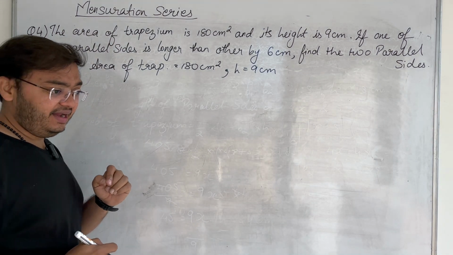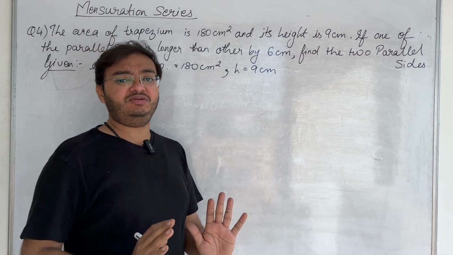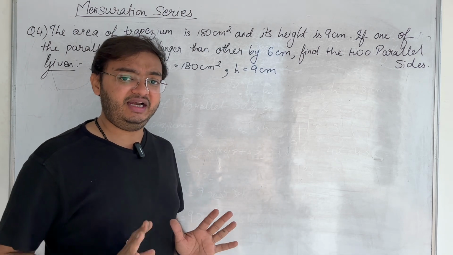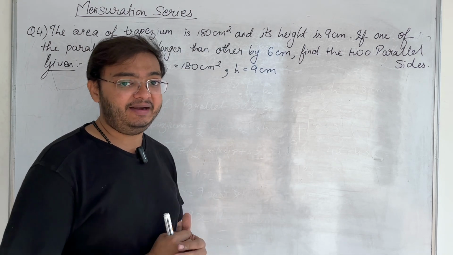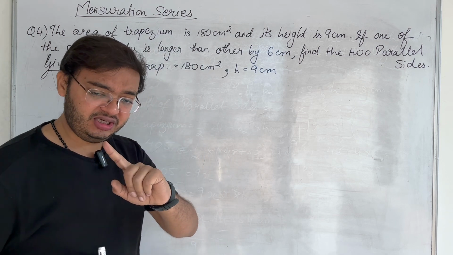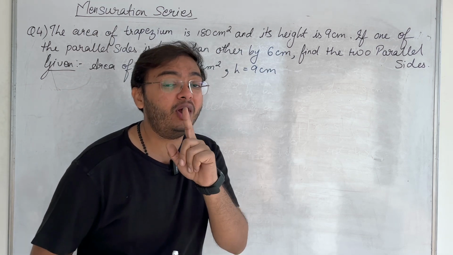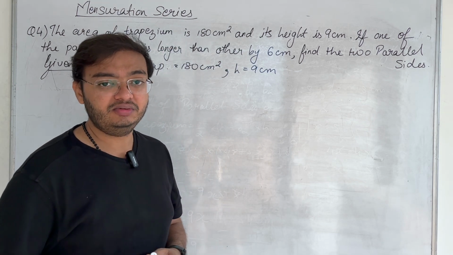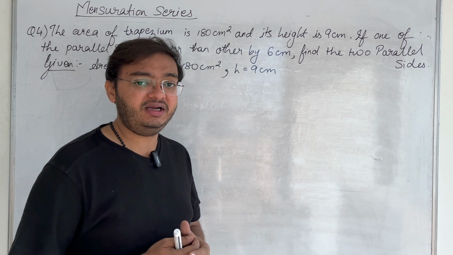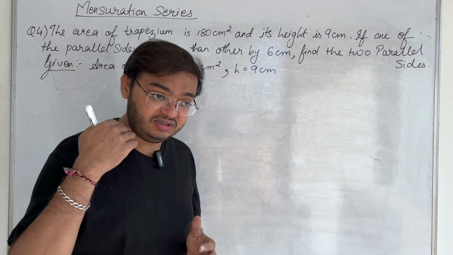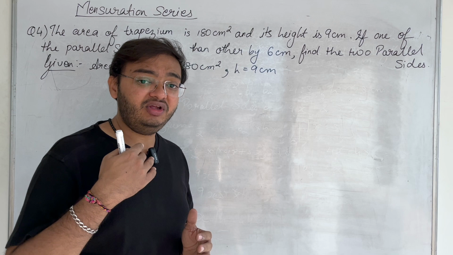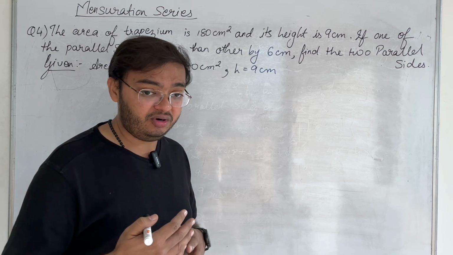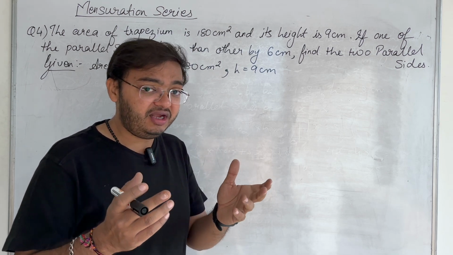So here it is saying that whatever would be the length of the first parallel side, the other parallel side is going to be 6 centimeter more than that. But my first question is, do you know the length of the first parallel side? No. If we don't know the length of the first parallel side, then how can we say that the length of the other parallel side is 6 more? If we don't know the exact value, we cannot say.